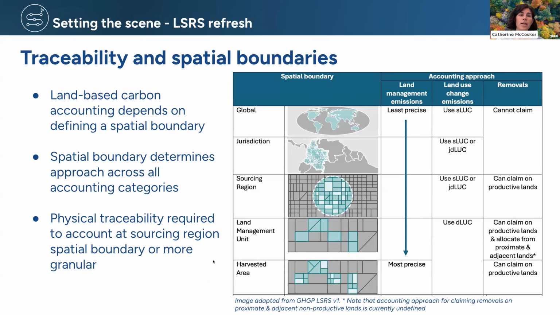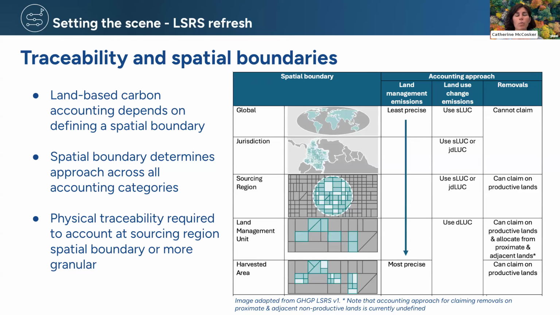The last thing just to touch on is traceability and spatial boundaries. It's worth mentioning in this recap just because it is so fundamental to land-based carbon accounting and to how the LSRS sees land-based carbon accounting. So you have to define a spatial boundary for your accounting. The LSRS gives 5 different spatial boundaries. They define them, they order them from least precise to most precise. They give guidance on when you might choose which boundary and generally push you towards the most precise option that is available to you, and then moving to be more and more precise as time goes on.